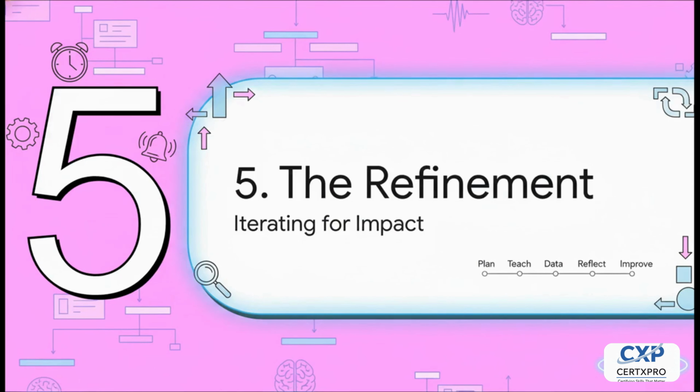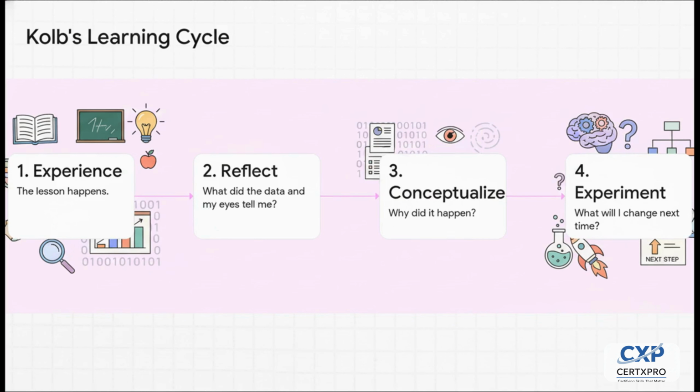And that brings us to our final and maybe the most important stage. Our job isn't over when the lesson ends. We absolutely need a process to reflect, look at the data our AI tools are giving us, and continuously improve. Kolb's experiential learning cycle is a fantastic framework for this. It's a four-step loop. First, you have the experience. You teach the lesson. Then, you reflect on what happened, what you saw, what the data says.